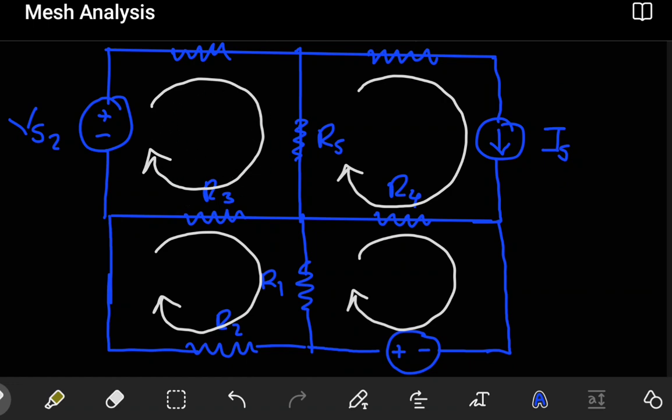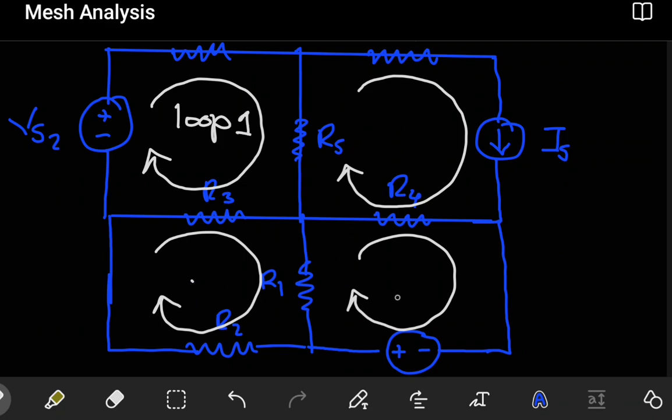The direction that you choose is completely up to you, but in most cases we're going to be using the clockwise orientation. But once I pick clockwise, I'll stick to clockwise in all the meshes that I'm going to identify. So this is a loop 1 that comes out as mesh 1. This is another loop that is going to end up being our mesh 2.